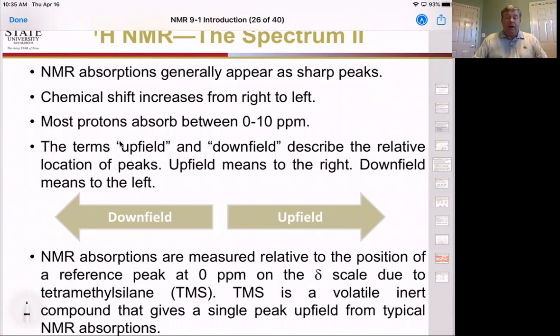NMR absorptions are measured from a relative position based on a reference standard. Our reference standard is typically tetramethylsilane. For both proton and carbon NMR, we tend to use that as our zero, a zero chemical shift, on both proton and carbon NMR, and everything is typically shifted downfield from that.